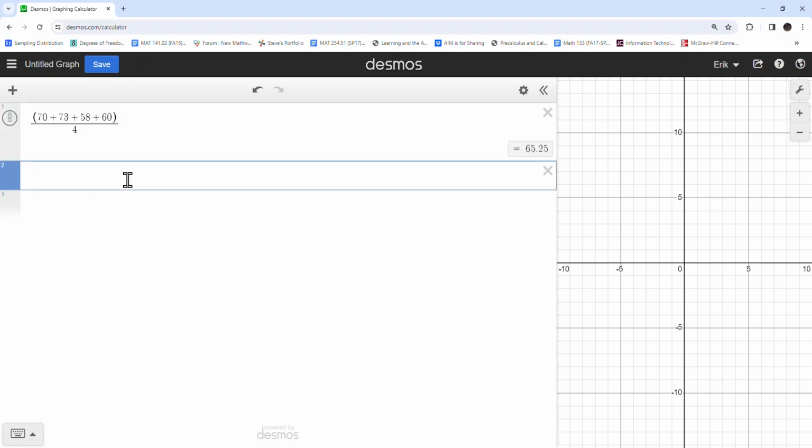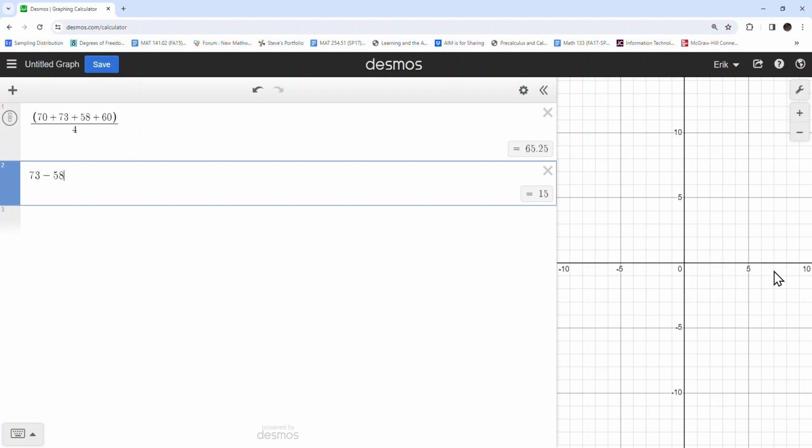Now I'm going to do the range for that, which is the biggest number, and by inspection I'm seeing that's 73, minus the smallest number, which by inspection I'm seeing is 58. And so the range of picture 1 happens to be 15 pounds.